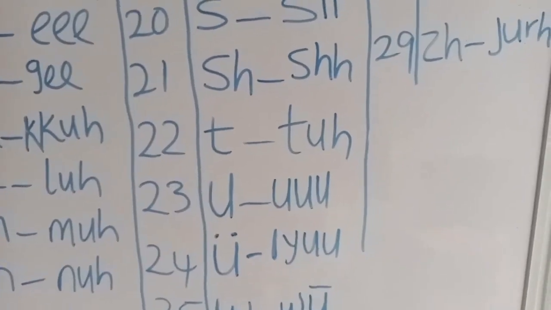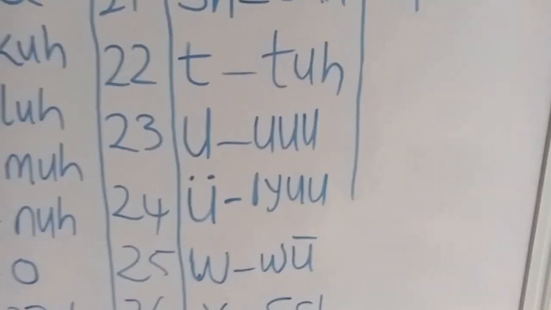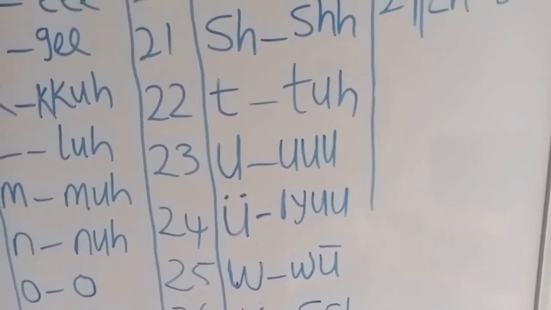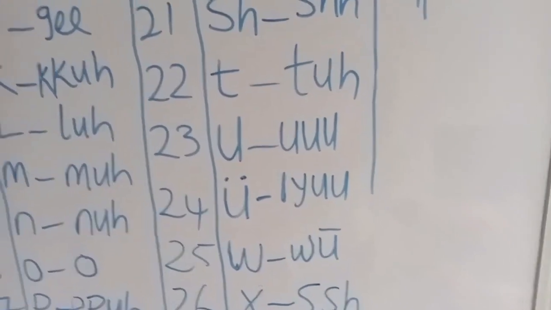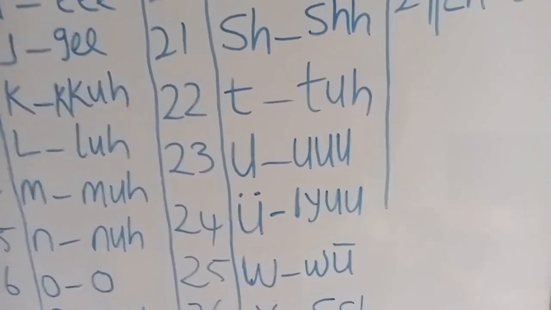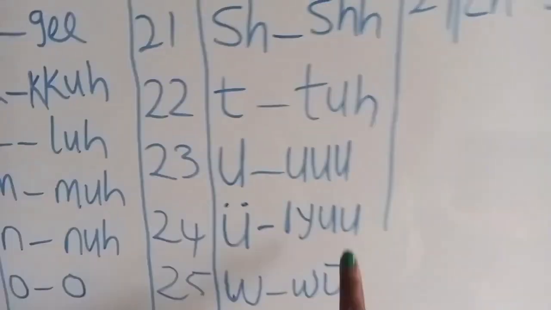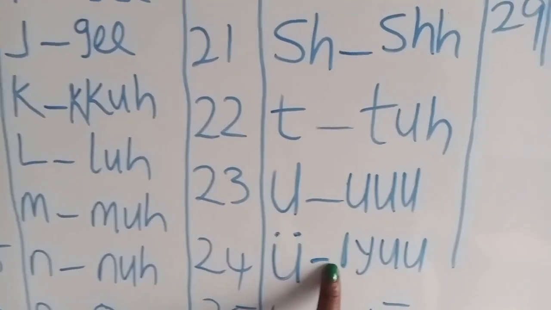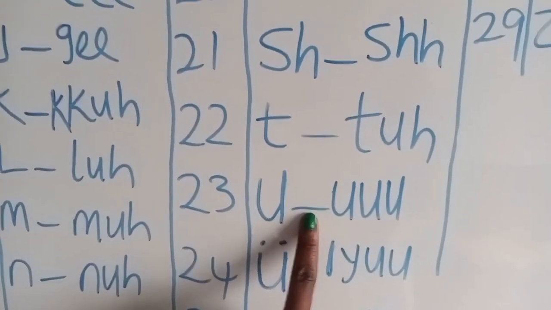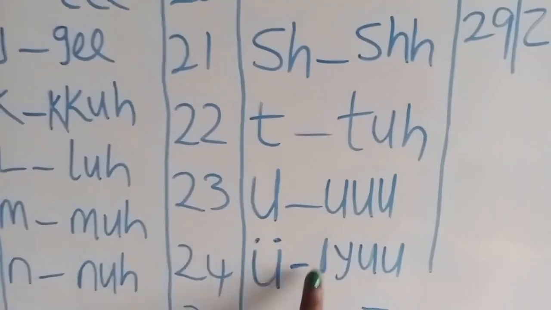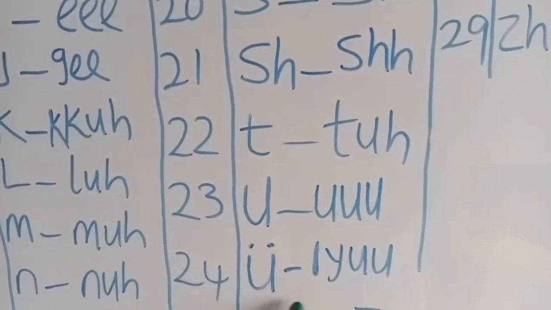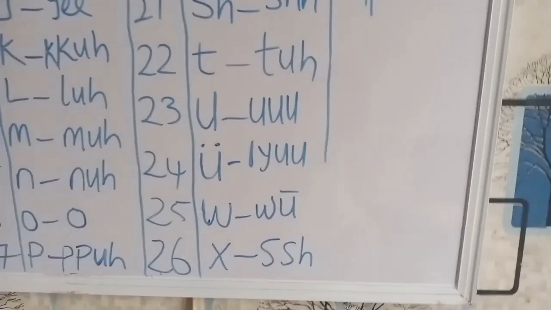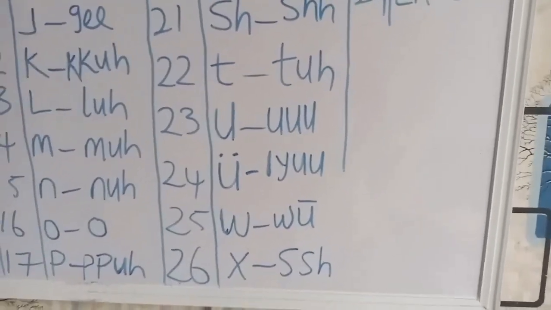Then T, then U. And then the other U with the two dots. You pronounce it like you're saying I, Y, U. So you go U. Note the difference, please. This one is O. This one is U. And then W is pronounced Wu.